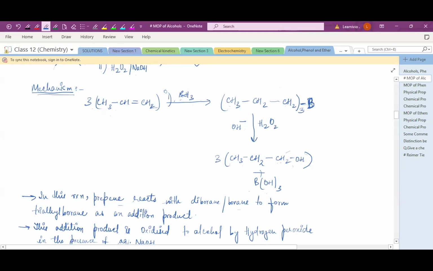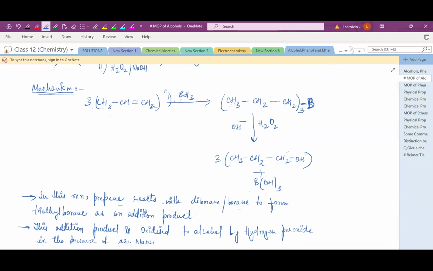So what happens, this BH3, you are taking the 3 moles of your propene. This double bond will break and you will get 3 moles of CH3CH2CH2 whole thrice. You will get 3 moles of this structure. Alkane में ये convert हो जाएगा, and here the addition of boron will be there. Boron will get attached to this structure. This is the first step. The first step is the addition of boron. This is known as hydroboration.